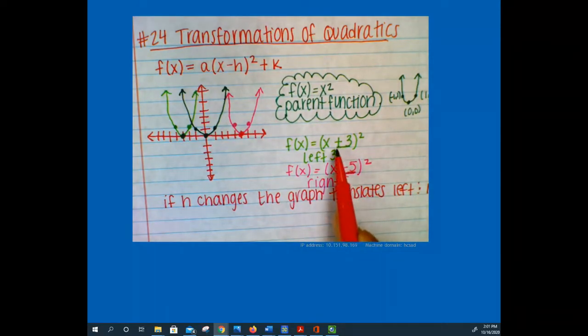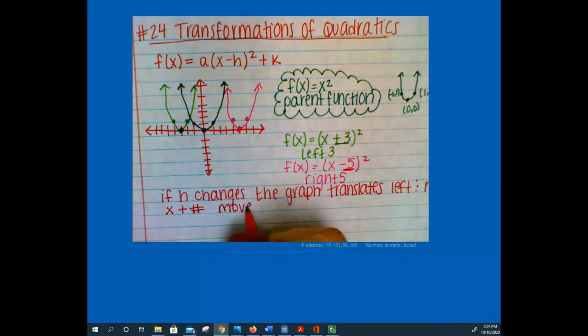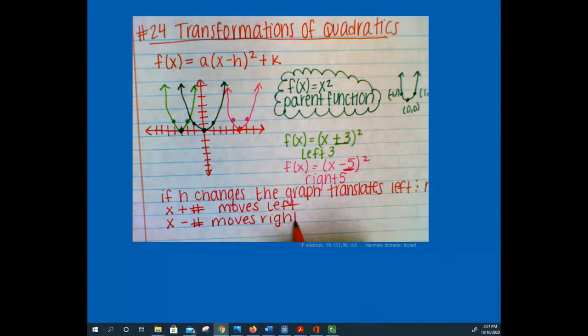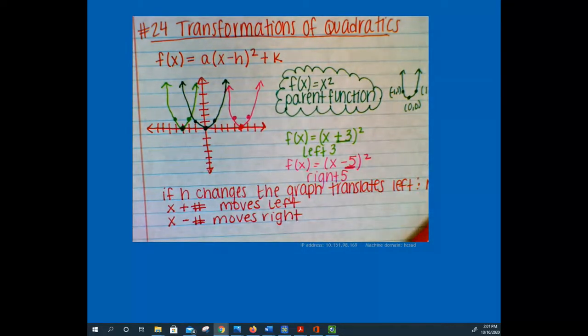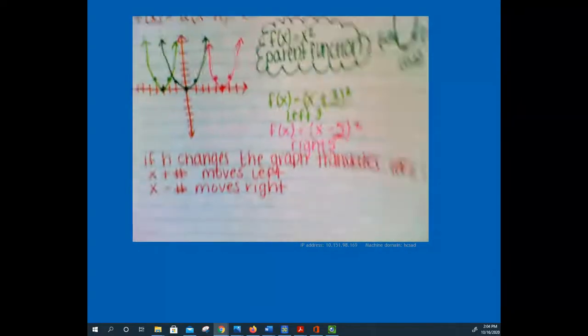Now, a little something weird here is if this is plus, so if I see x plus a number, it moves left. And if I see x minus a number, it moves right. So that's the first shift you're going to see, and it's a horizontal shift.